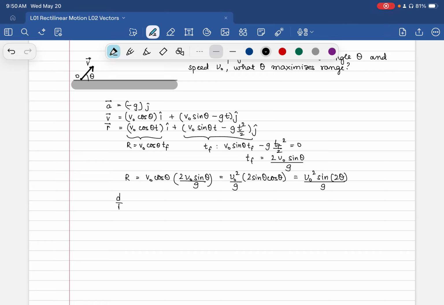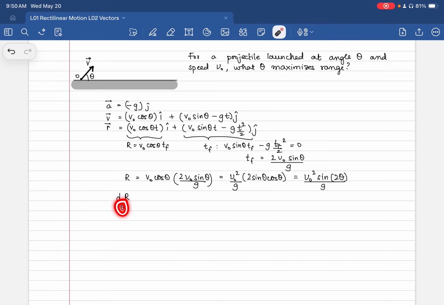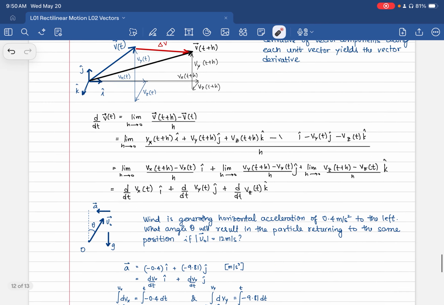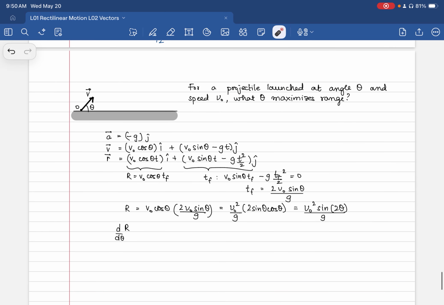Essentially, you're doing d theta of r. Why are we doing it with respect to theta when previously we did it with respect to time? It's because previously the function was a function of time, and as time varies, the position changes. In this case, we're looking for the range r, which varies not with time because the time aspect is already defined. It lands at a certain time. We found that time, substituted it back here, simplified and found this. It does vary based on theta.